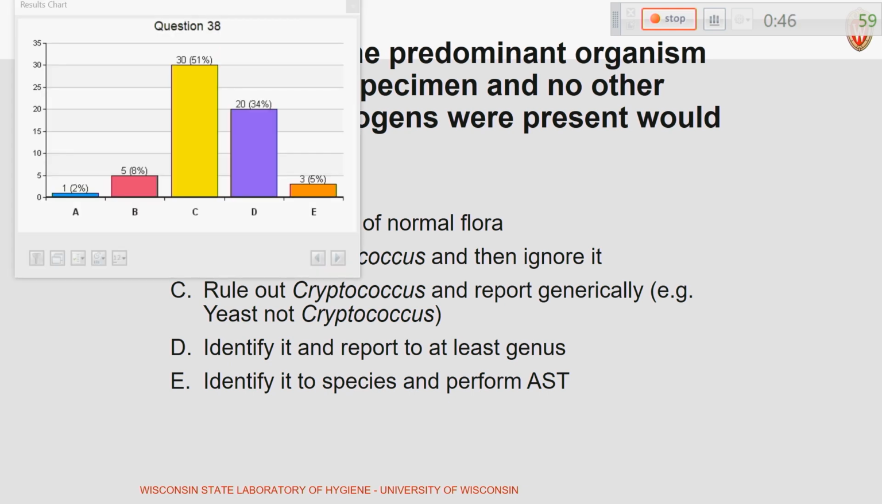Predominantly, rule out Cryptococcus and report generically as yeast not Cryptococcus. Some have selected identify it and report to at least a genus level.